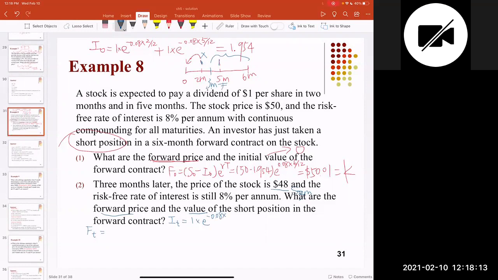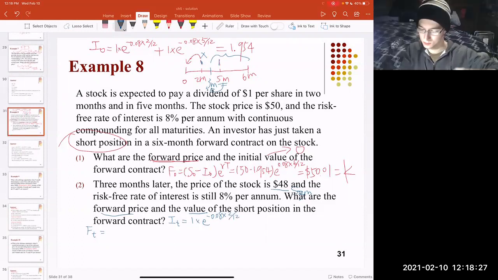From 5 months to 3 months, how many months? This is very important. Some students just confuse this. It's 2 months, okay? Make sure you know how and why. Because now we are standing at the end of 3 months, looking forward, we only have one income, which is at the end of 5 months. So from 5 months to 3 months, only 2 months. That's why we calculate I_t. The power is T minus t, which is 2/12. Can you calculate I_t?